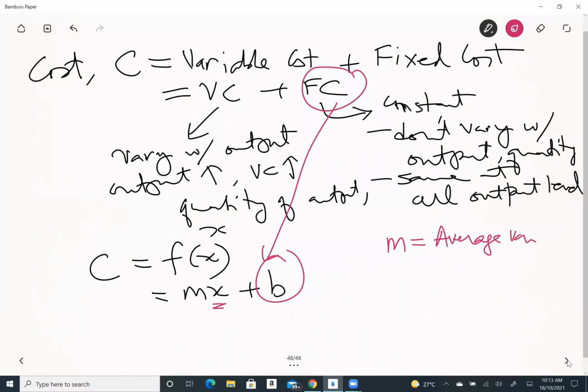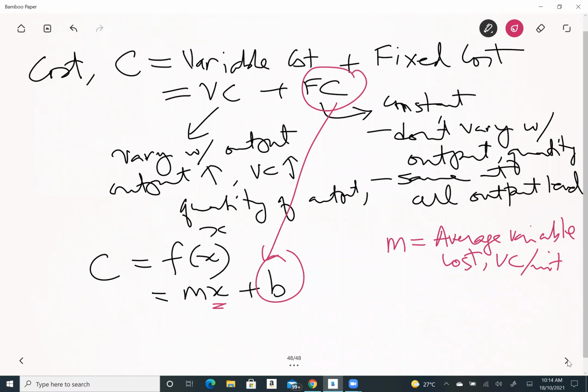Average variable cost, or variable cost per unit. Okay, variable cost per unit, same thing. So that is the m, that is the slope of the cost function. So you have these two components of cost. Now, in order to get some intuition, fixed cost, fixed cost.